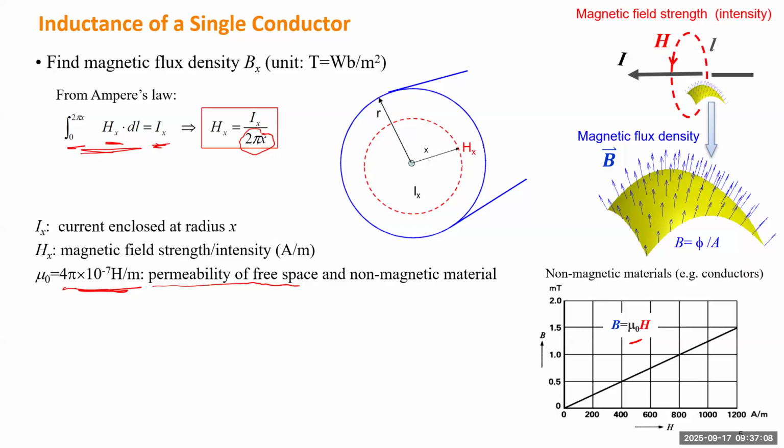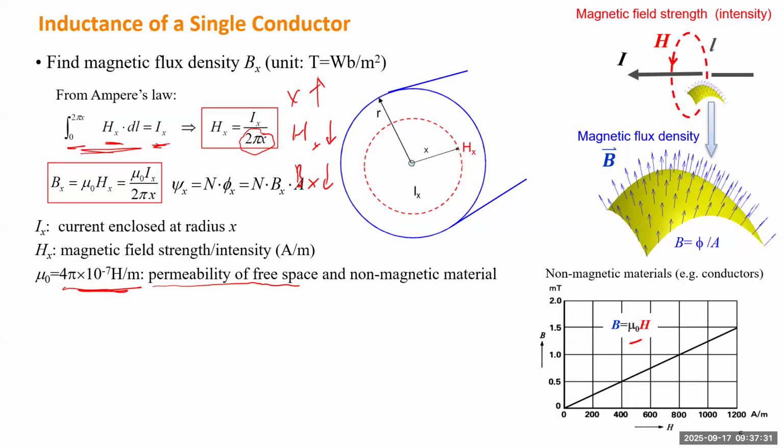From this formula, the bigger the distance to the center, the smaller H we're going to have. Which means if x goes up, Hx will go down, and Bx will also go down, right? That makes sense. That's similar to our feeling about the magnetic field. So we'll use this to calculate Bx.